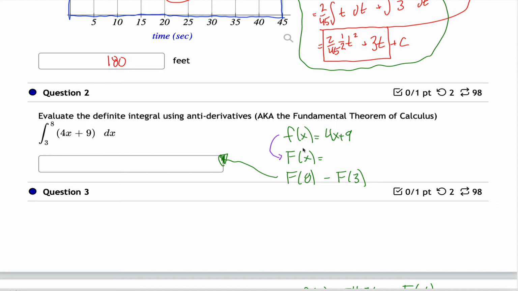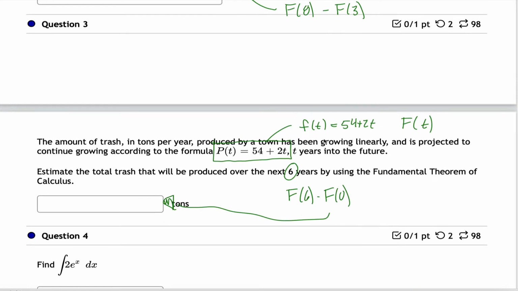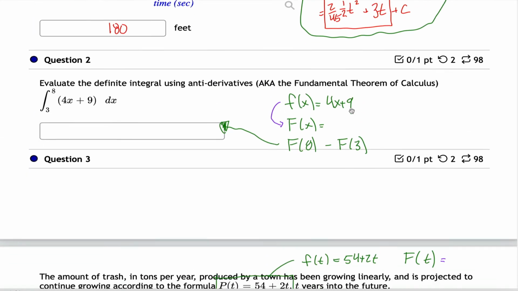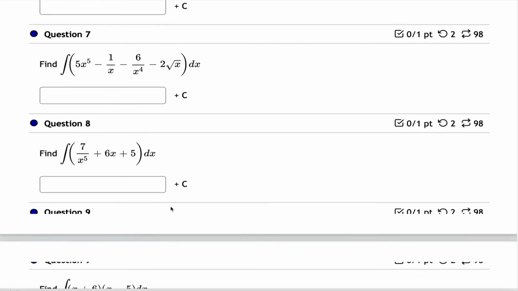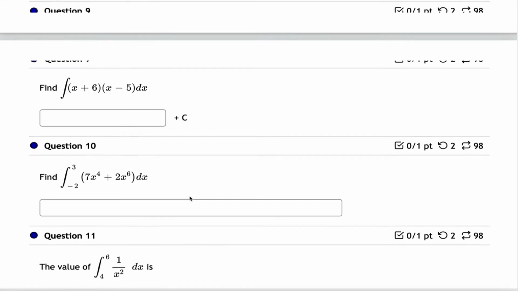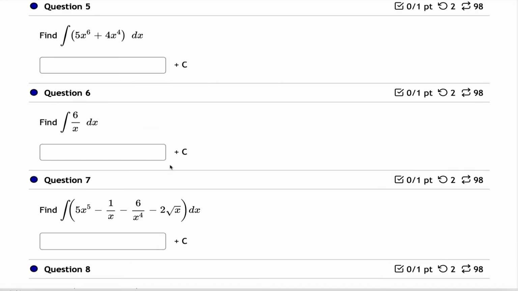Figuring out this antiderivative, here you're just plugging in numbers and subtracting stuff. It's not that hard. Really, it's: can you figure out capital F of t, the antiderivative of your function? Since that's the most important thing you're doing here, there are several problems where that's all you do. Question 4, question 5, question 6, question 7, question 8, question 9. These are all just antiderivative problems.